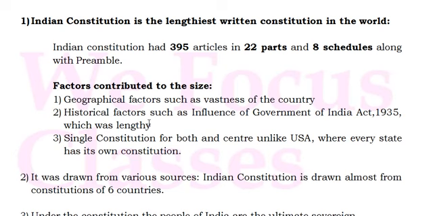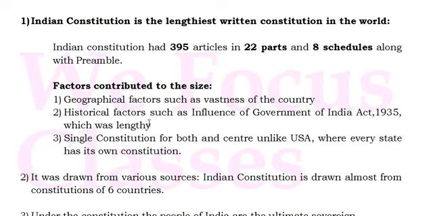The second one is historical factors. What is the historical factor? As we discussed, the basis for the Indian Constitution is the Government of India Act 1935. That was the skeleton for the Indian Constitution. The Government of India Act itself is very lengthy. That could be one of the reasons why this Constitution became very lengthy.